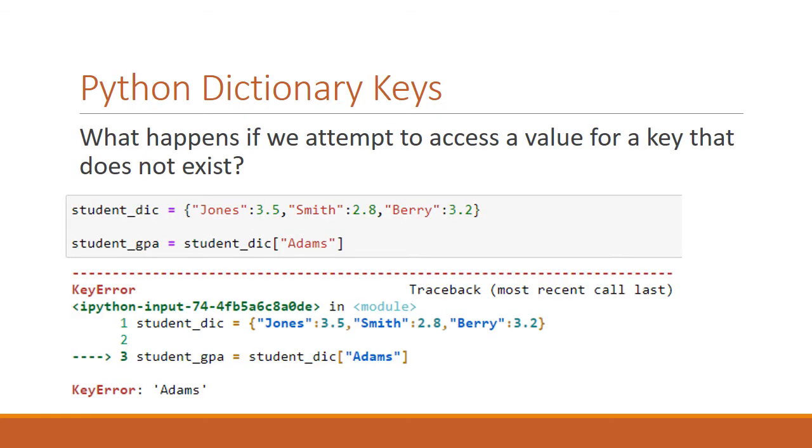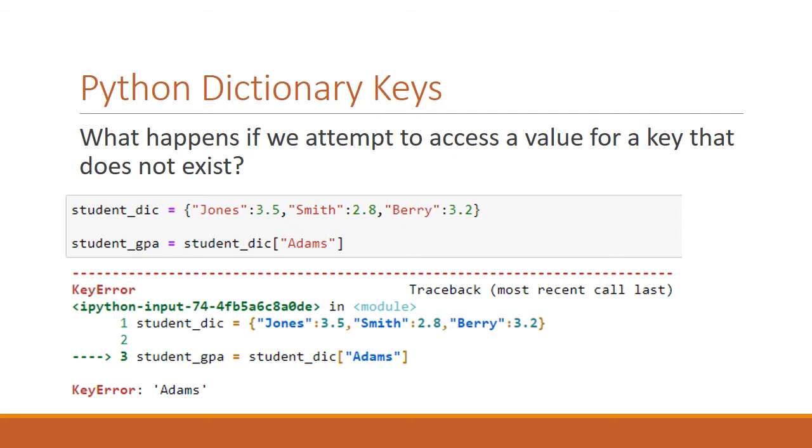What happens if we try to access an item in a dictionary where the key does not exist? If we go back to our student dictionary example and we try to access the student atoms, so we have student_dic, square brackets, atoms, and we want to assign that grade point average to the variable student_GPA. Well, the key atoms does not exist in our dictionary, so the Python interpreter throws a key error. And it says basically that atoms is not in the list.